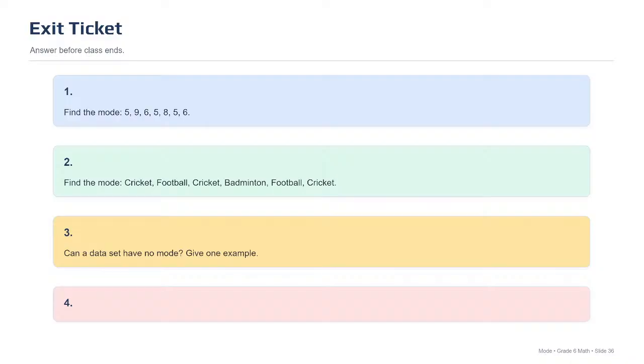Exit ticket, answer before the class ends. So number one, find the mode: 5, 9, 6, 5, 8, 5, 6. Number two, find the mode: cricket, football, cricket, badminton, football, cricket. Number three, can a dataset have no mode?